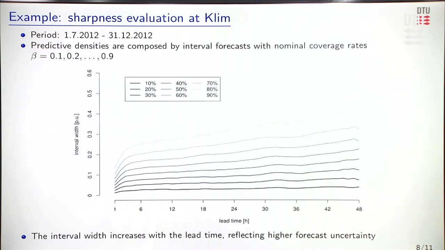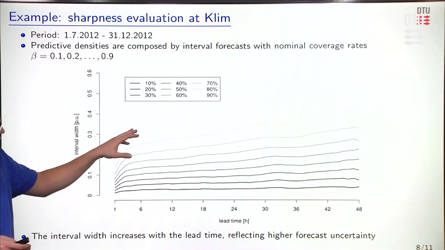Here is an example, also for the case of Klim, of sharpness evaluation. We have predictive densities that are composed of interval forecasts that we already defined before, somehow with the quantile forecasts with different nominal levels. That means here we have interval forecasts with nominal coverage rates of 0.1, 0.2, etc. until 0.9. So we have 9 interval forecasts that compose our probabilistic predictions with these different coverage rates.